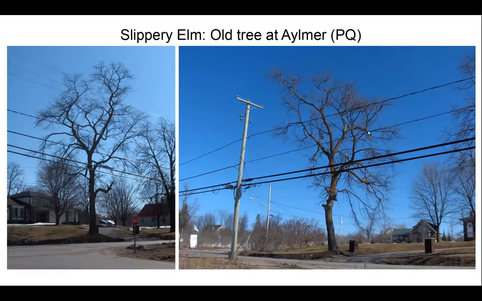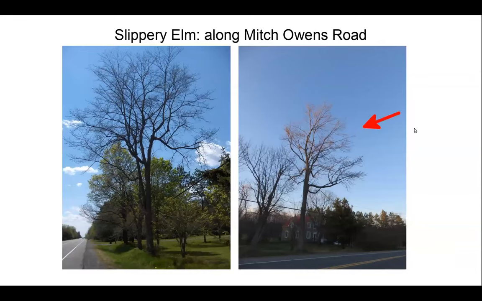Here's a large one at Elmer, Quebec as well. This one has also died and has been cut down. And again, very non-American elm growth form, rather spreading and ascending for the growth form, I would say. Here's an early maturity one along Mitchell Owens Road.